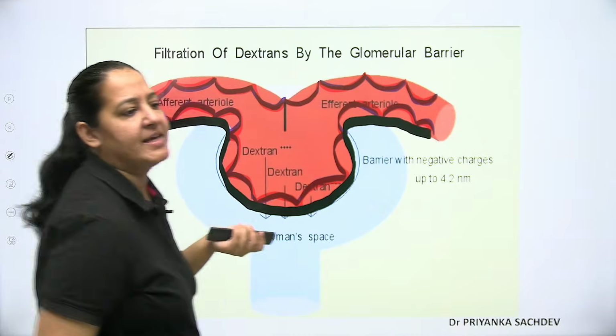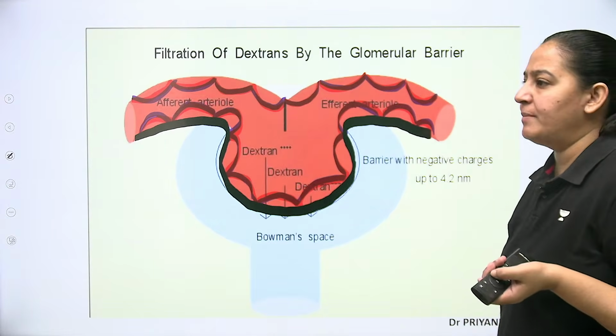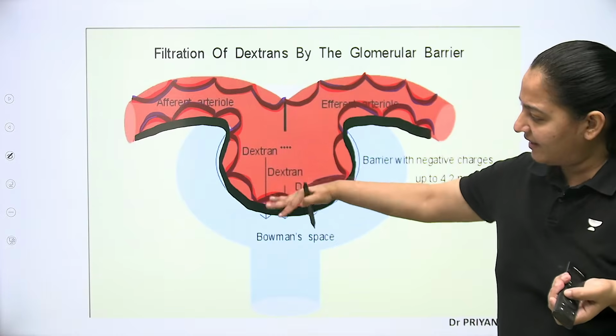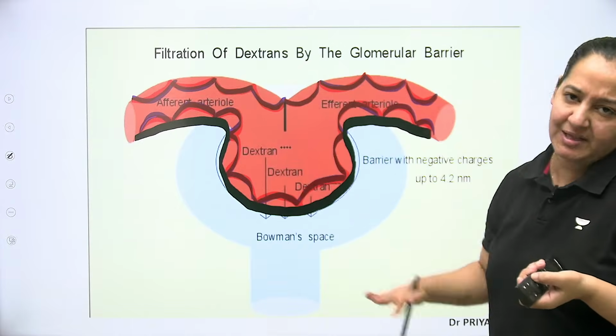Can you appreciate? I guess everyone can understand. So the black color is the basement membrane of the capillary. Give me a thumbs up. And the inner red color cells are the endothelial cells. So basement membrane and endothelial cells are there.